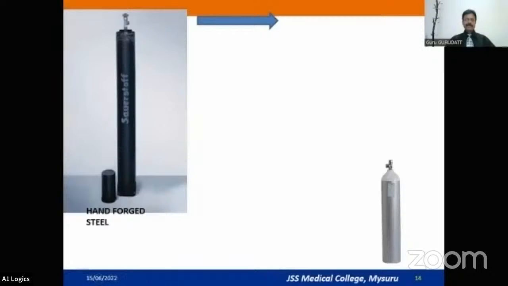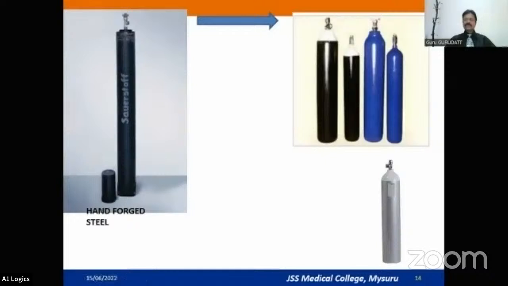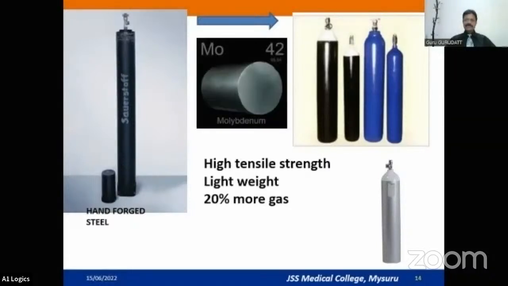So the body of the cylinder had to be made very thick so as not to yield to the high pressure gases inside. Because of that, it used to weigh heavy. The lumen was also reduced because of the increased thickness of the walls. Presently, modern cylinders are made of molybdenum steel. The advantage of molybdenum steel is that it has a high tensile strength, so the walls could be thinned out. That's why it is lightweight, and it also has a higher lumen compared to hand-forged steel, so it can hold about 20% more gas. We also have aluminum cylinders. These aluminum cylinders are mainly used in MRI suites.